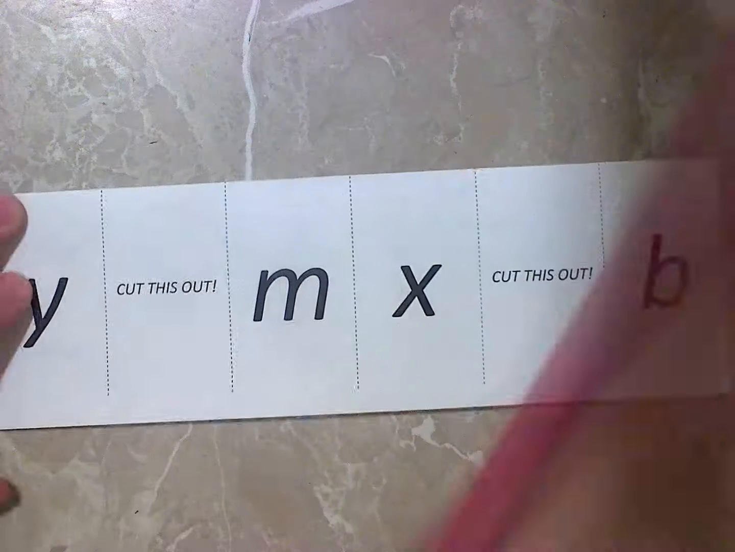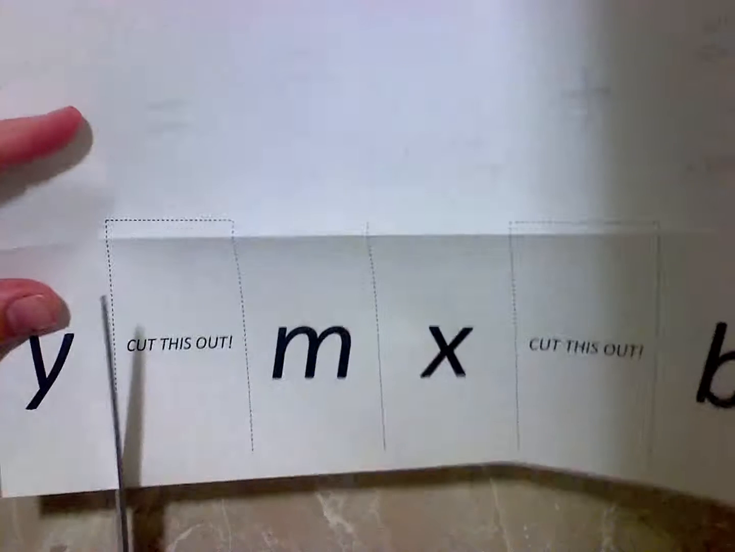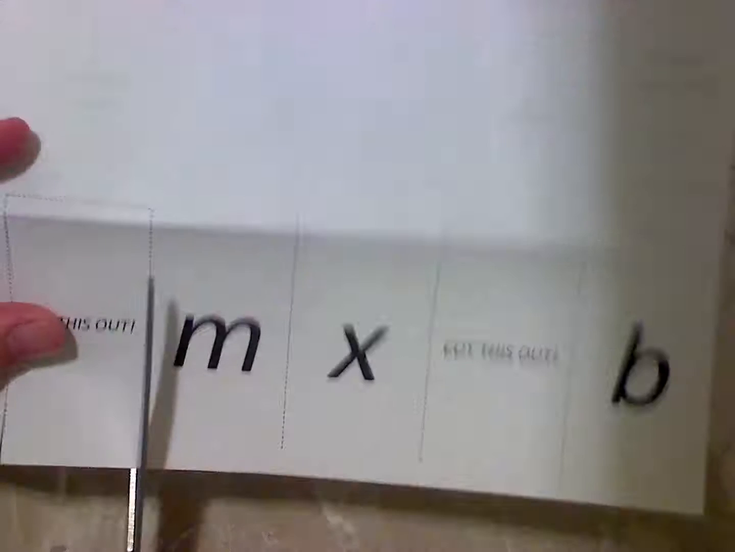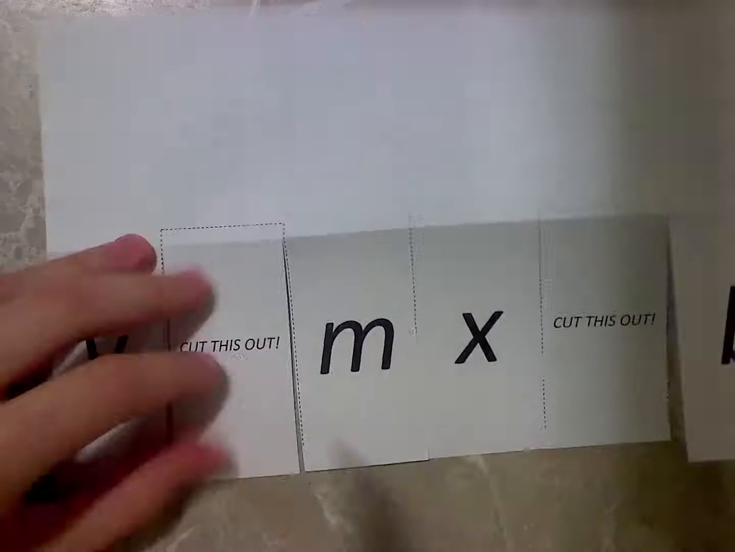Okay, and then you're going to cut along all of these dotted lines. So I'm going to just unfold it because it makes it a little easier. Cut as neatly as you can along these dotted lines. Like this. And then for these two, the ones that say cut this out, just cut sort of along that fold as well, so that you are taking out those squares.